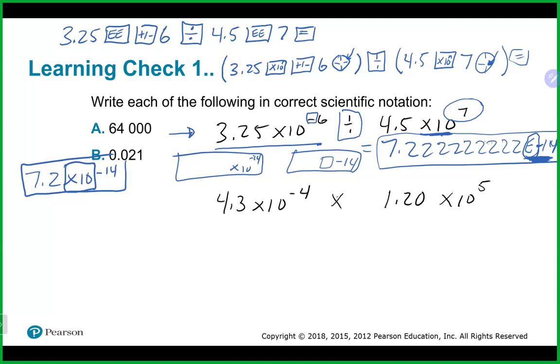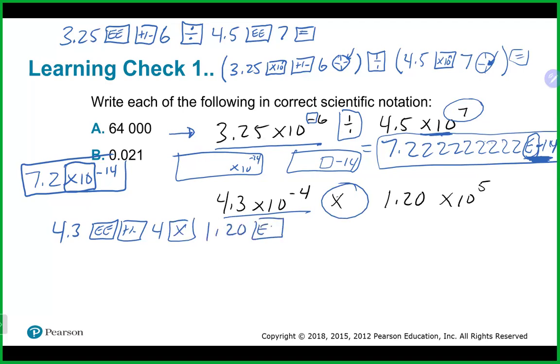All right, let's take a look at the bottom one here. 4.3, again, we're going to go exponent button. We're going to go negative, and we're going to go 4. And again, that is the proper way there to punch this number in. We're multiplying in this case. We're going to hit the multiplication button. 1.2, once again, exponent button. And this is a positive exponent, so just 5 and equals.